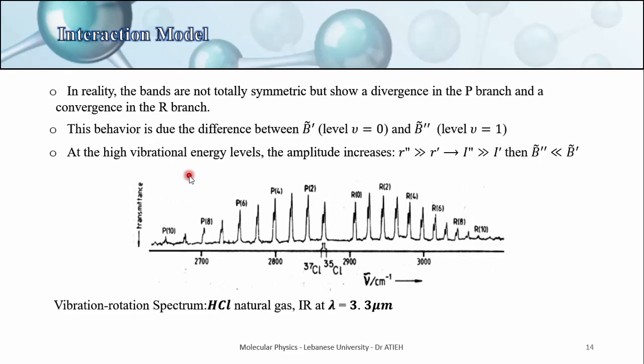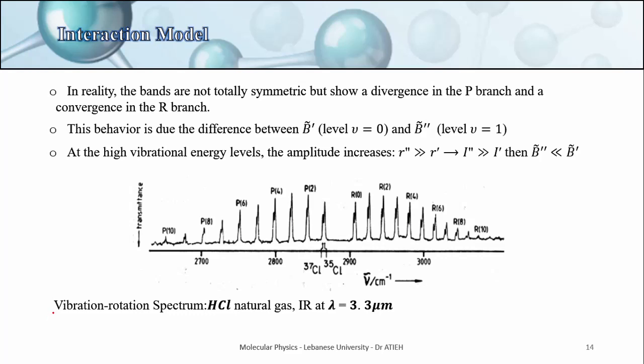So to be close to the experimental spectrum, we have to consider the interaction model, where there's a combination between rotation and vibration. The B, which is the rotational term, depends on the vibrational level. We will see that the two vibrational levels, 0 and 1, have two different rotational constants. Why does the rotational constant change when we move from one vibrational level to another? One may ask, why does that happen?